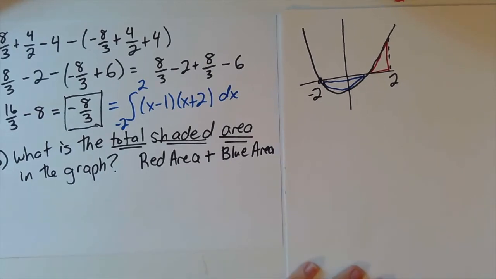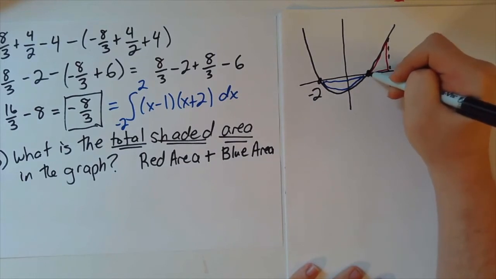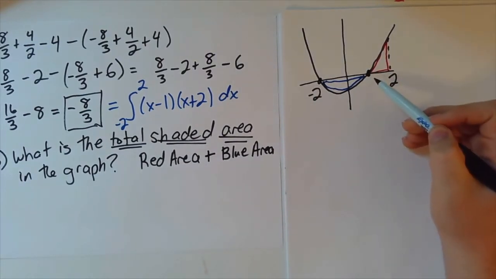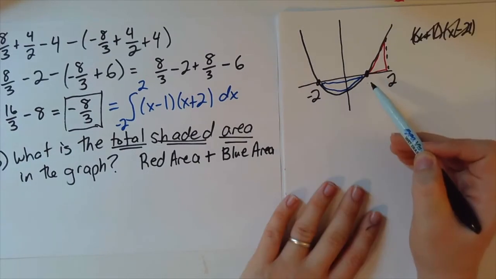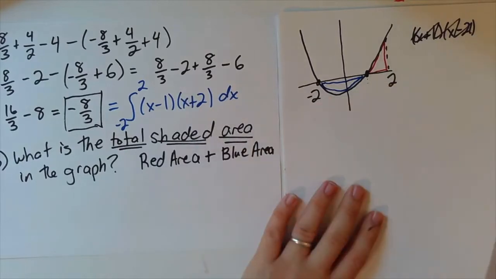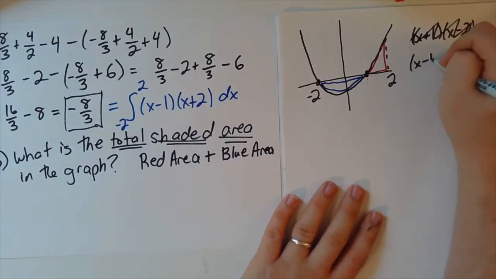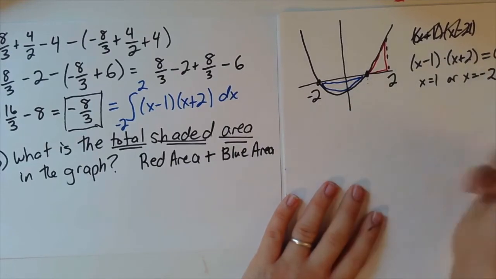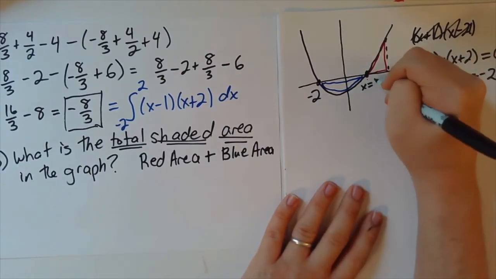Okay. So to do that, I want to make sure I know where this point is first. Namely, this point here, this is the x-intercept of the function we're graphing. So I can solve for it by setting the function we're graphing, which is (x minus 1) times (x plus 2), equal to 0, which will give me x equals 1 or x equals minus 2. Okay, so that's the one at minus 2. So this is at x equals 1.